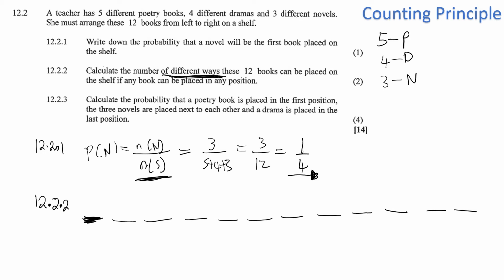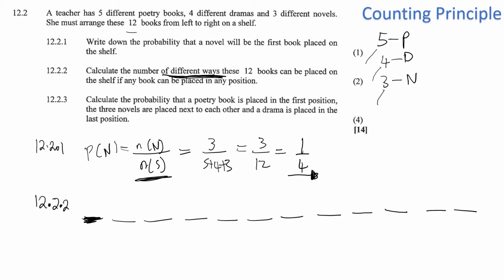We can either put one of the 3 novels, right? We can put one of the 4 drama books. We can put one of the 5 poetry books, right? So in total, how many choices do we have? We have 3 plus 4 plus 5 books to be arranged.